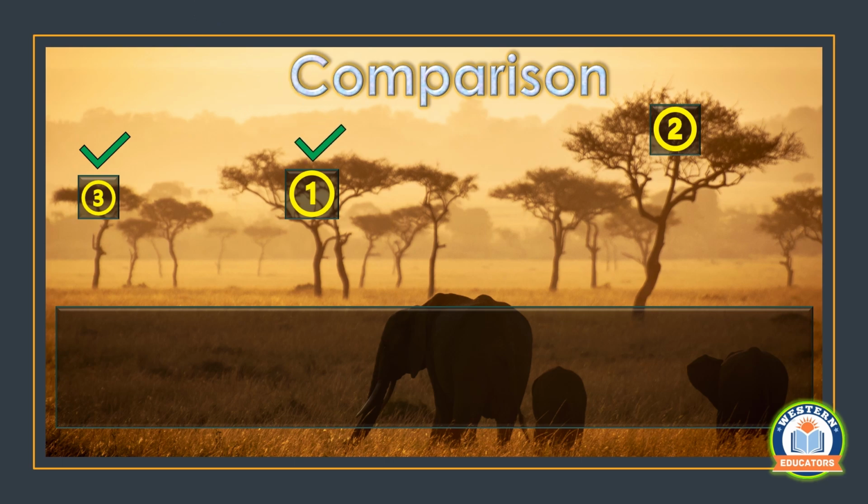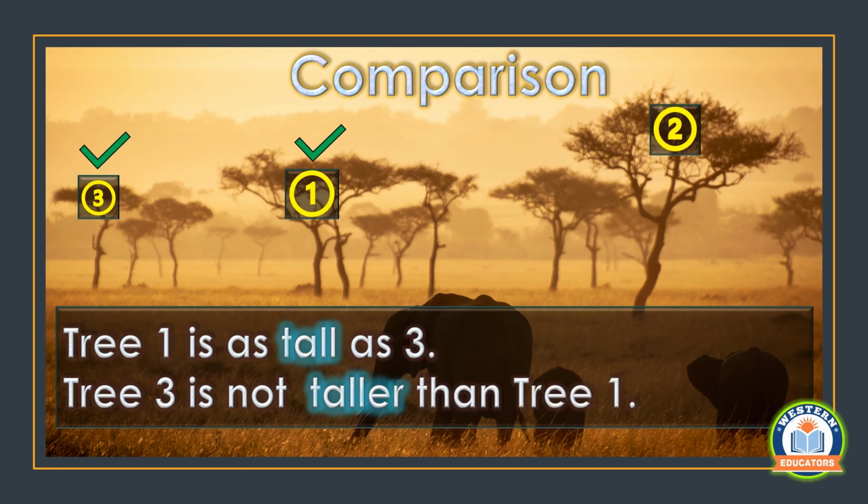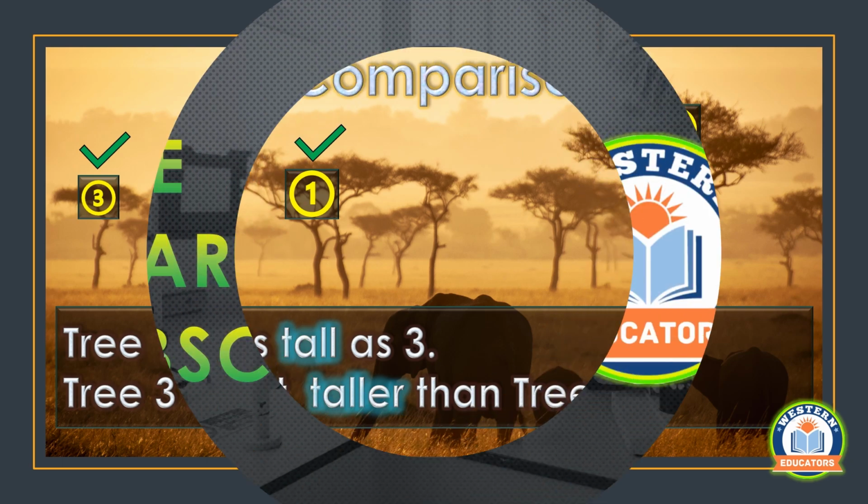And what if we take 3 and 1 for comparison? The positive will be, if we take 1 as subject, tree 1 is as tall as 3, which means tree 1 is taller. So we are going to say it in comparative like this: tree 3 is not taller than tree 1. You can note here, there is no superlative degree if we compare only 2 things.